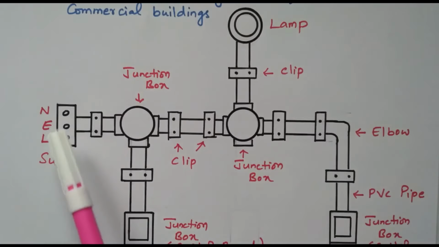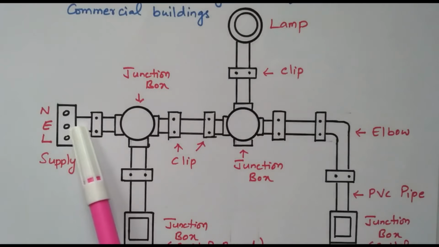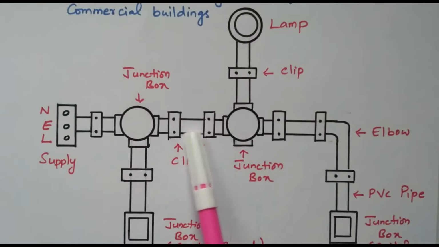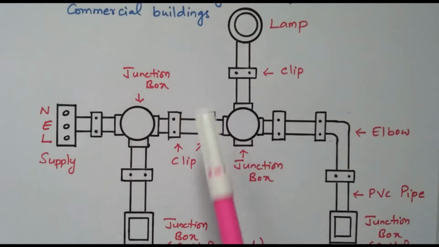Now we will see the description. So this is the supply point: neutral, earth and line. This is nothing but a clip. These clips are holding the PVC pipe. This PVC pipe holds the wire. Inside, the wire is available, over which is the PVC pipe, and that is held by these clips. So the junction box, these two clips, another junction box, then clip, then we go to the lamp.